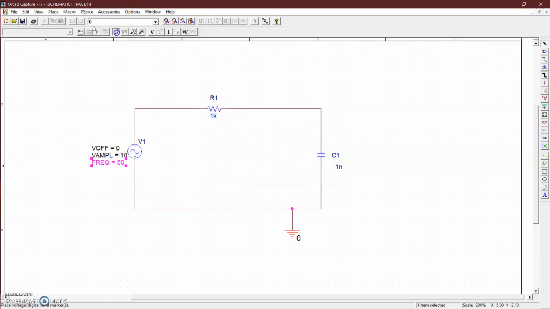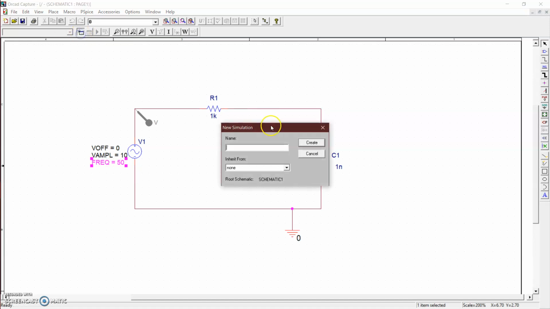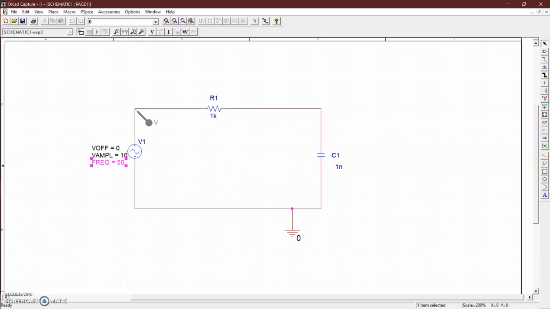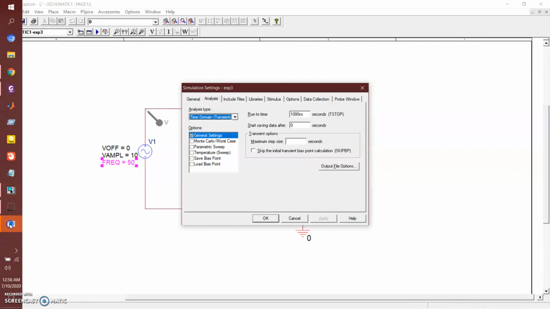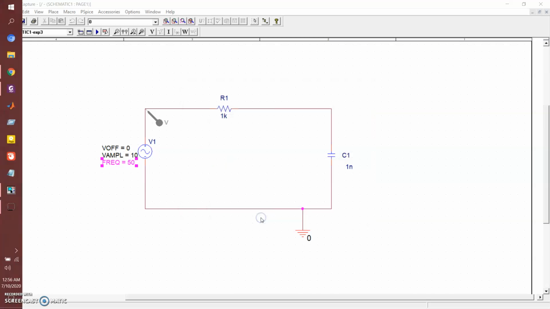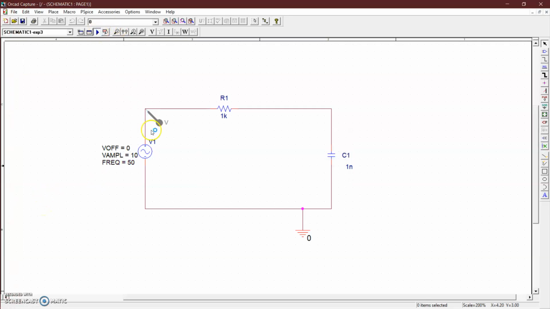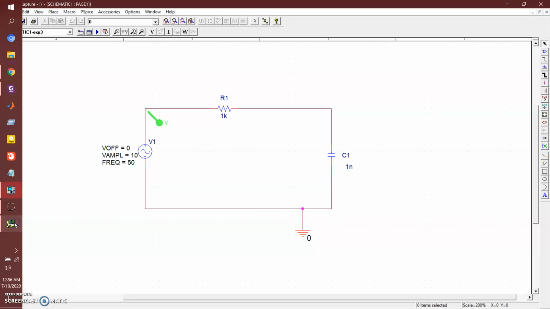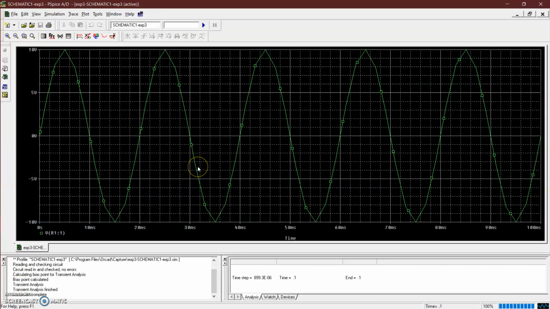Now I want to actually see how it looks. So let's start. Now I want to create a transient response for 100 millisecond. Just apply it, then run it. So this is your output signal.